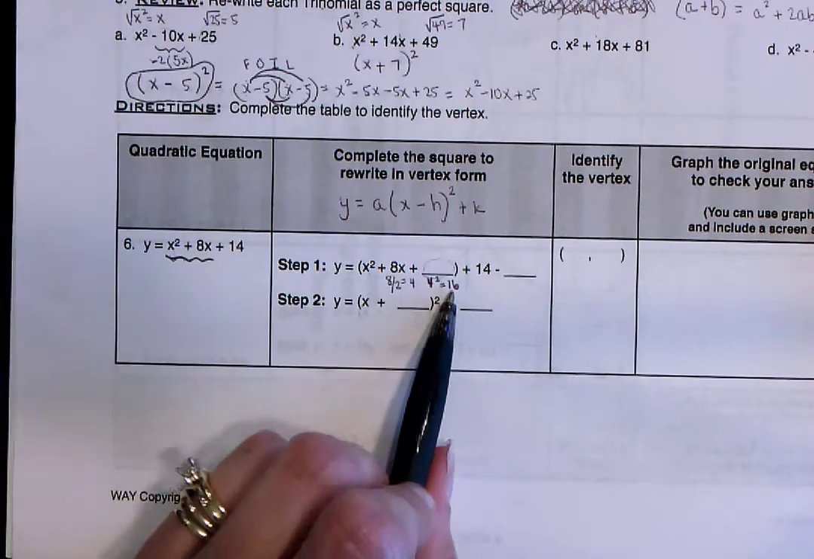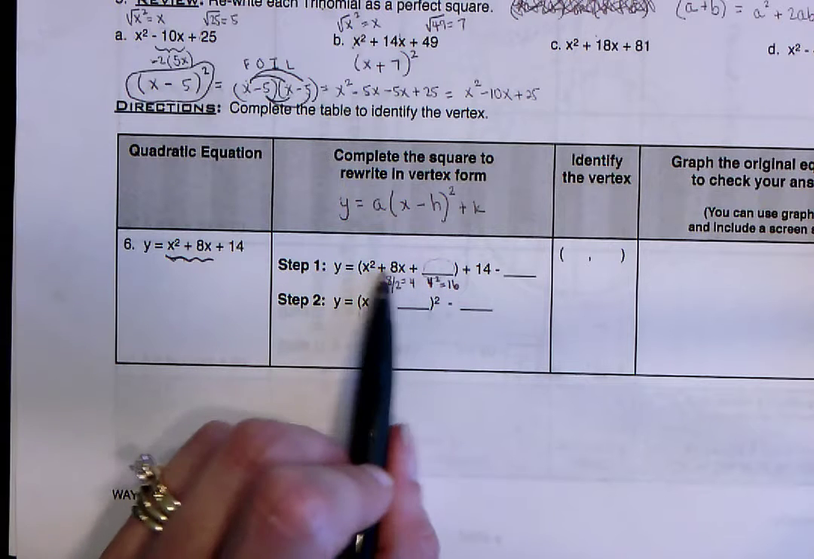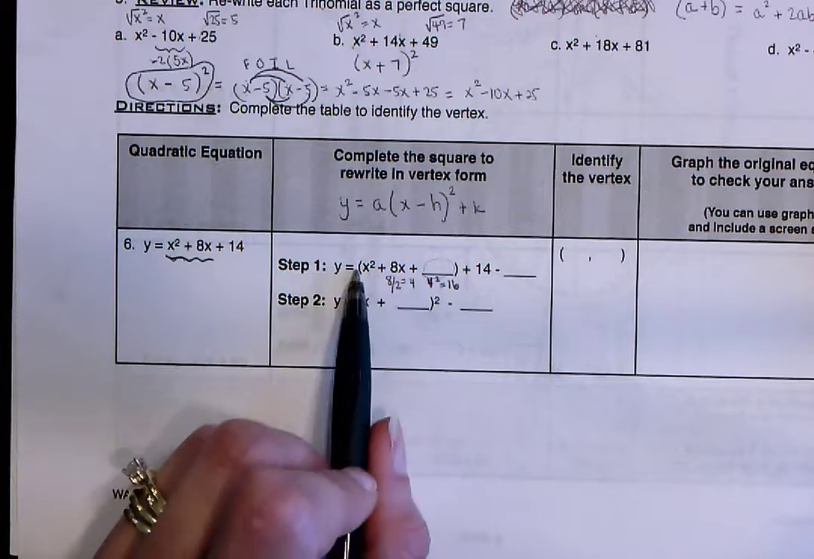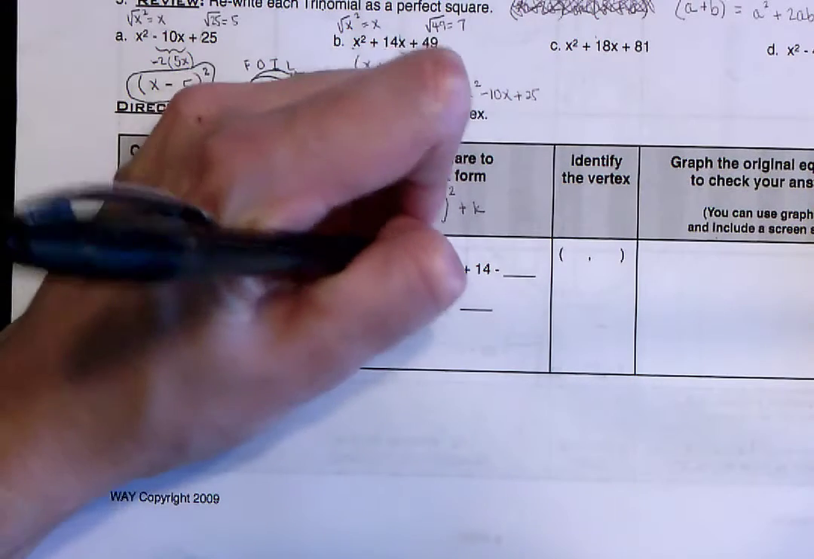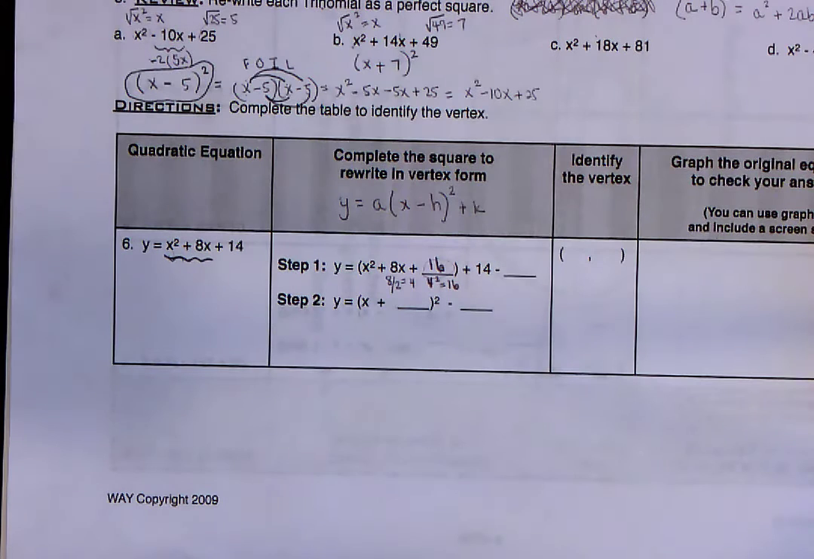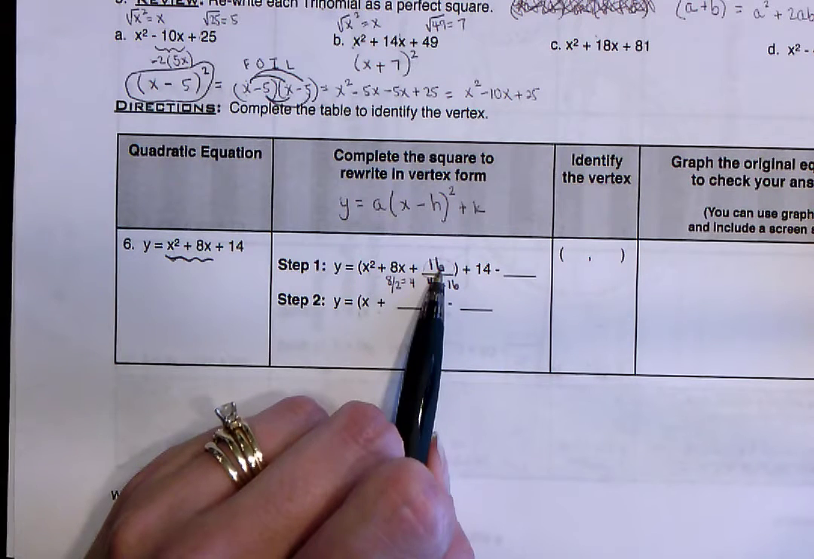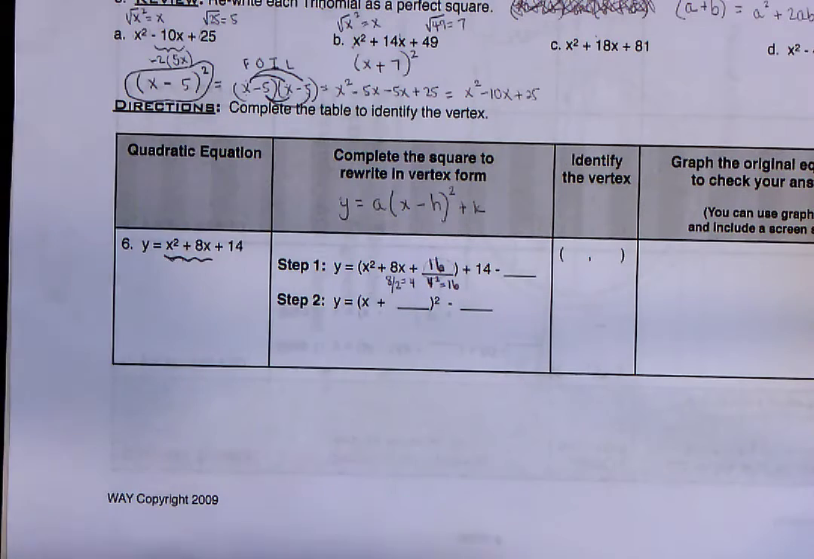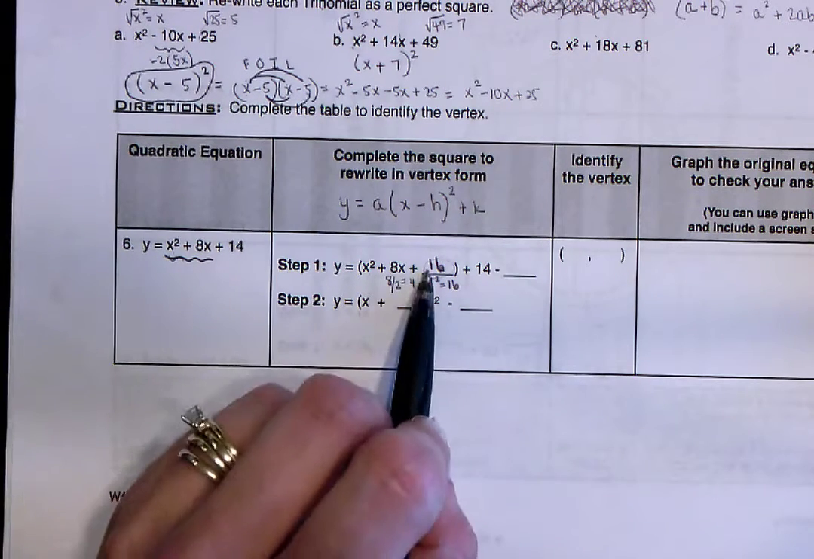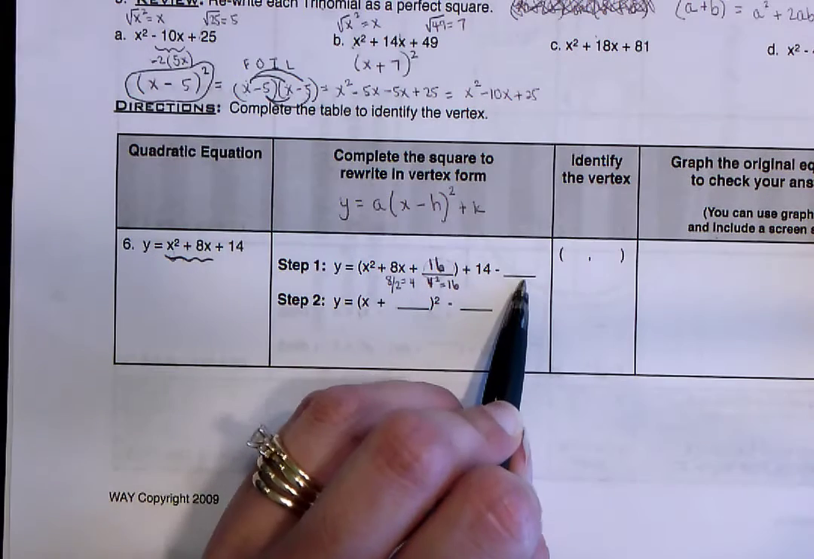So I just found the number that will complete the square, that will make this expression a perfect square trinomial. So I'm going to put that 16 right there in that first blank. Okay? But what I've done is I've added 16 now to this equation. I myself have added this. So I can't leave it like that because that would create a totally different quadratic. I have to adjust for what I just did on the outside of this.